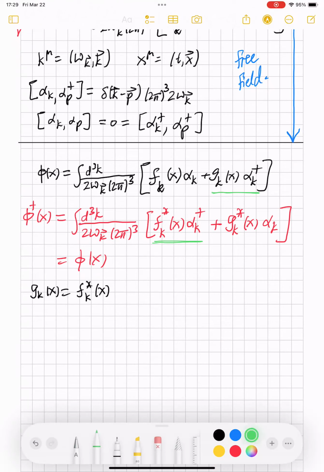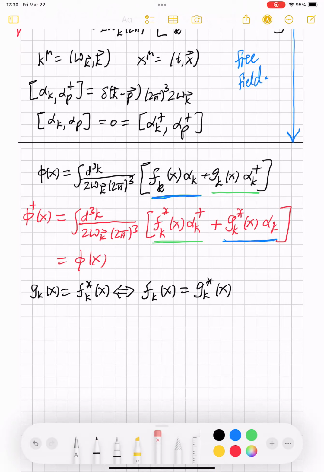Next, here is the coefficient of alpha k, and here is the coefficient of alpha k dagger. If we want phi to be equal to phi dagger, those coefficients must be equal, and we learn that fk of x must be equal to gk complex conjugate of x. And of course, these two equations are not independent. They imply each other by taking a complex conjugation.